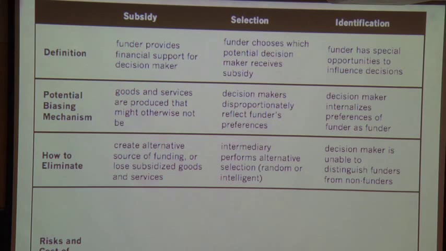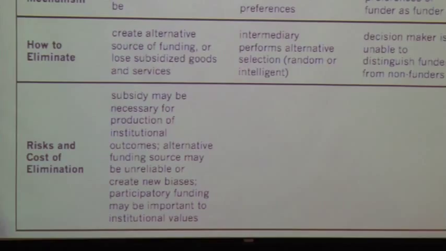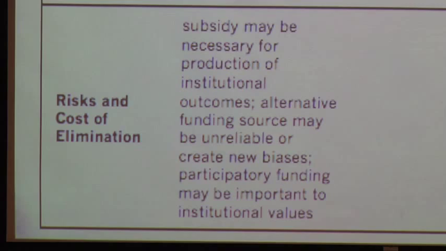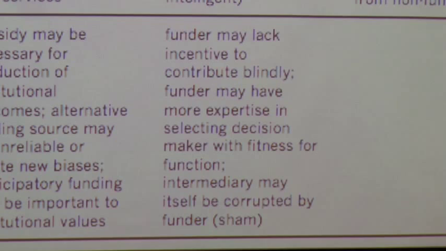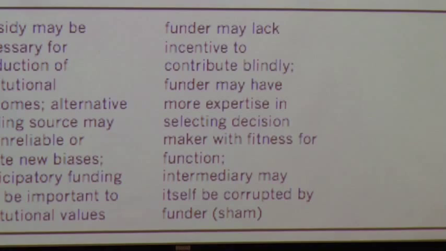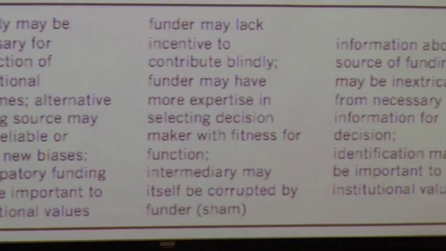Each of these, Chris says, creates certain risks. So if you eliminated the subsidy bias by not taking the funds or getting some alternative, then you risk not producing something it's necessary to produce. The alternatives may be unavailable. Participatory funding may be important to institutional values. If you eliminate the selection bias by having some other intermediary perform the selection who isn't affected by the funder, that funder might not have a sufficient incentive to contribute. Might be that the funder actually has more experience in making these selections. And then finally, it may be that the intermediary is also a sham intermediary, not really someone in a better position to make the judgment.